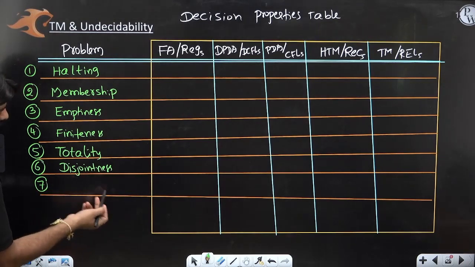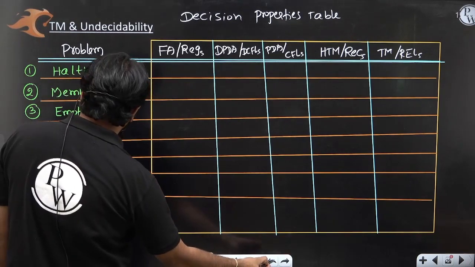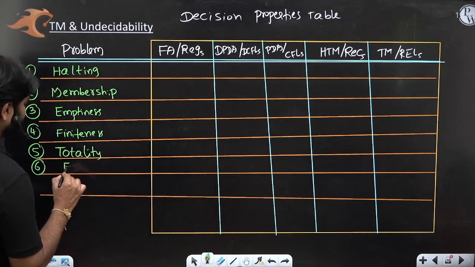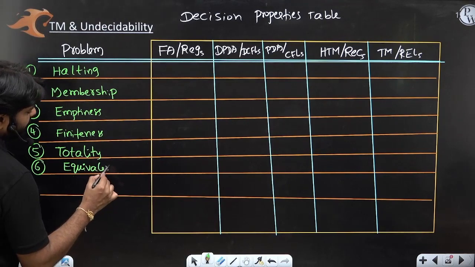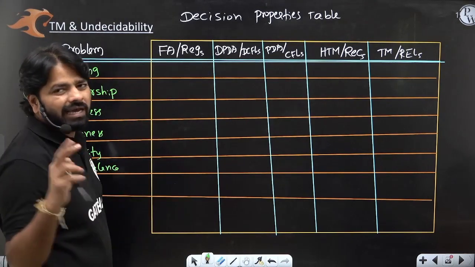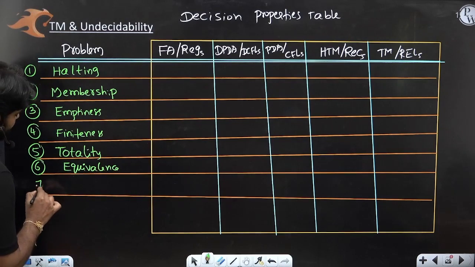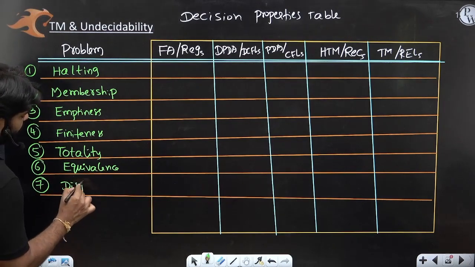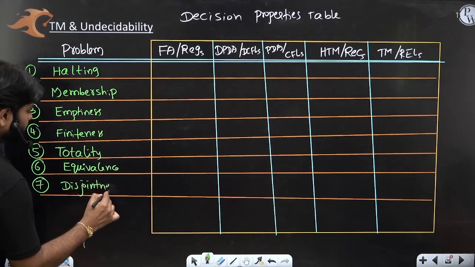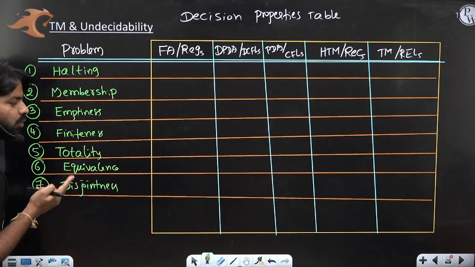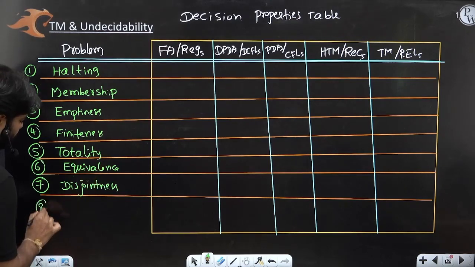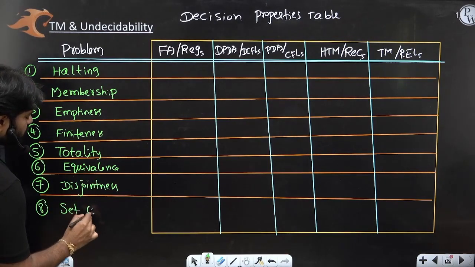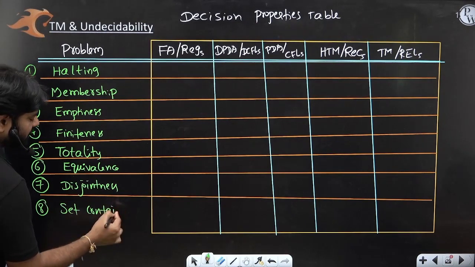For disjointness, I think I can change that order because I have another order. Equivalence, I can put first because the table looks nice if I follow this order. Equivalence means given two machines, are they accepting the same language? Then disjointness, I just explained what disjoint is. For this you need two machines, like two finite automata or two DPDA, two PDA, something like that. The eighth is set containment. Here also two machines or two languages are important.